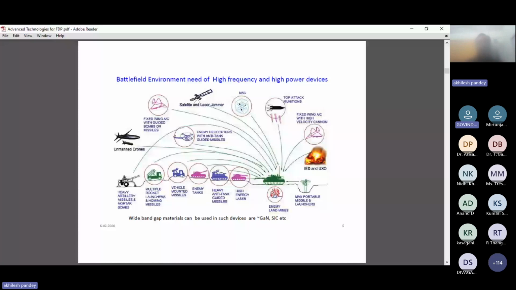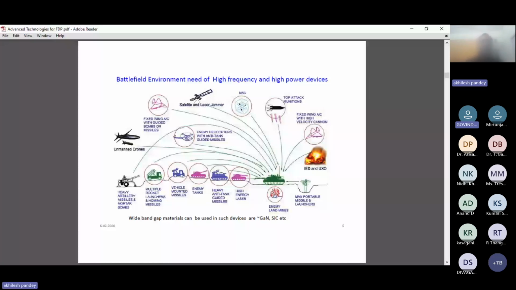For high frequency devices, wide bandgap materials like gallium nitride and silicon carbide can be used. But silicon carbide and gallium nitride can also be used for high power devices. So for high frequency, not only silicon carbide and gallium nitride, but gallium arsenide or indium phosphide devices can also be used. But for power devices, gallium nitride, silicon carbide and other wide bandgap materials can be used. So from the defense point of view, our high frequency devices are very well utilized.